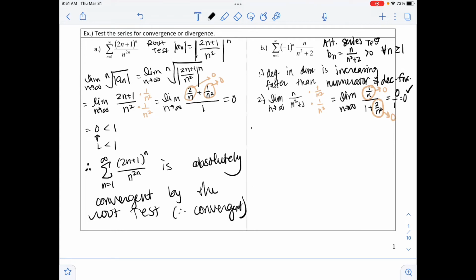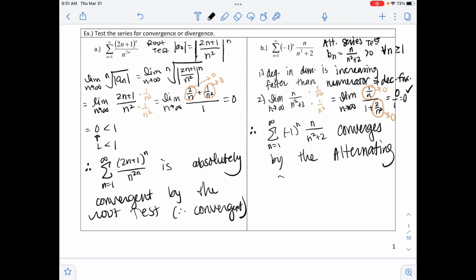And so therefore, since both those conditions hold true, it's decreasing, and the limit is equal to 0, and also all of our b sub n terms are positive, they're all greater than 0 for all n greater than or equal to 1, we can say that the original series converges by the alternating series test. So the sum from n equals 1 to infinity of negative 1 to the nth power times n over n squared plus 2 converges by the alternating series test.